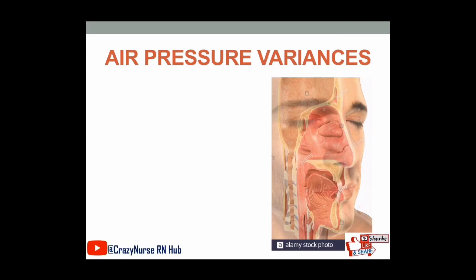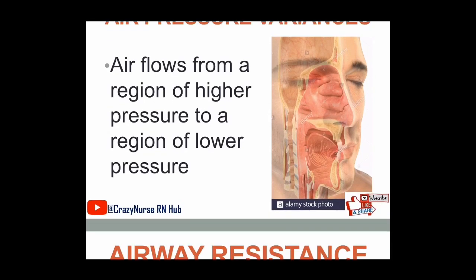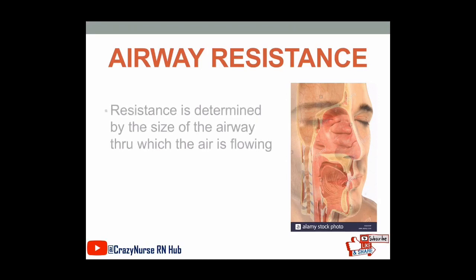For your air pressure variances, air flows from a region of higher pressure to a region of lower pressure. That means if the body detects that in a particular region there is a low concentration of oxygen or air, the air from the higher concentration will transfer to that lower concentration region in order to balance the pressure within the regions. We also have airway resistance.